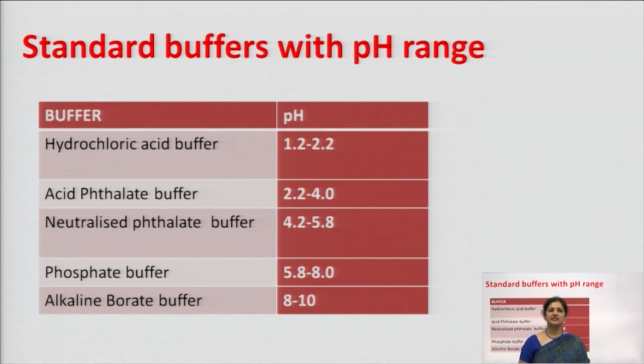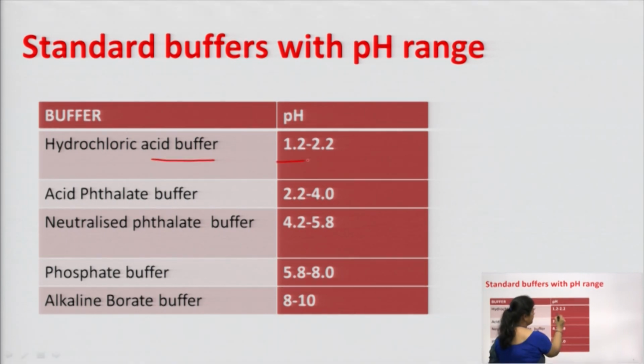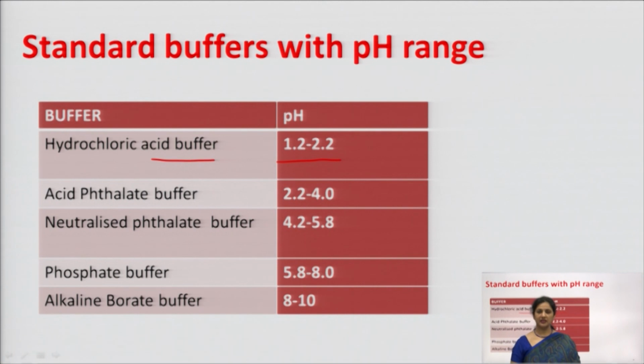Now, the standard buffers with the pH range, a few of which are used, are the hydrochloric acid buffer, which has a pH range of 1.2 to 2.2. Then we have acid phthalate buffer, which is used for the pH range of 2.2 to 4. Then we have neutralized phthalate buffer, which is used in the pH range of 4.2 to 5.8. Phosphate buffers, which are most commonly used, are for the pH range of 5.8 to 8.0. Alkaline borate buffers are used for the pH range of 8 to 10. As I told earlier, these buffer solutions are made by the appropriate combination of the salts discussed before.